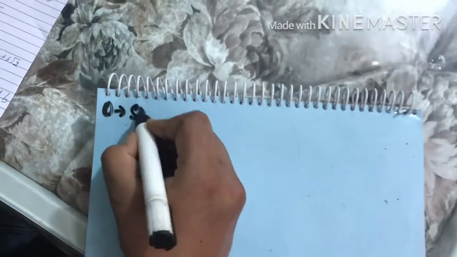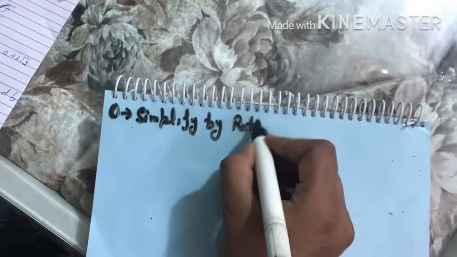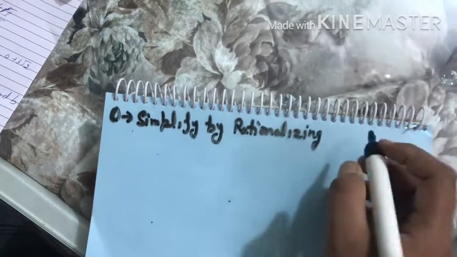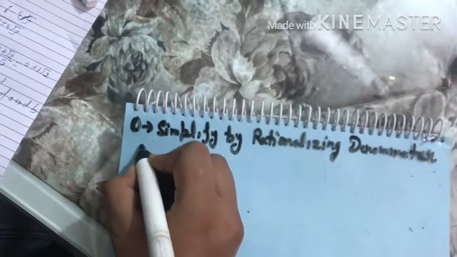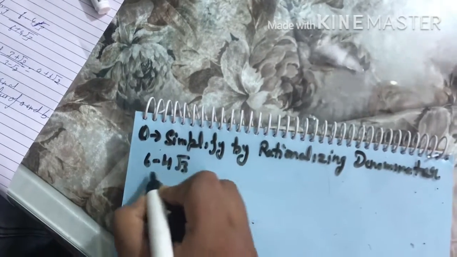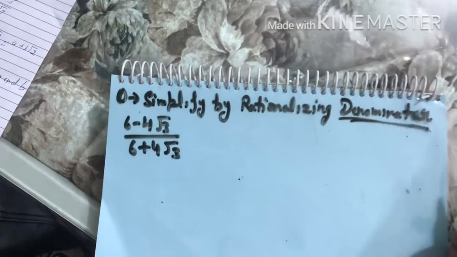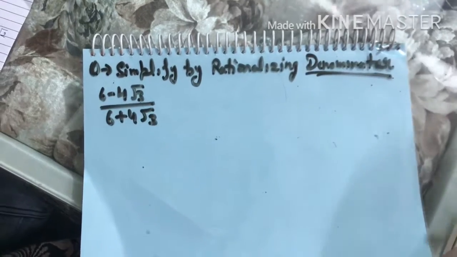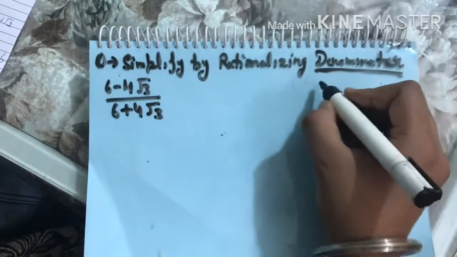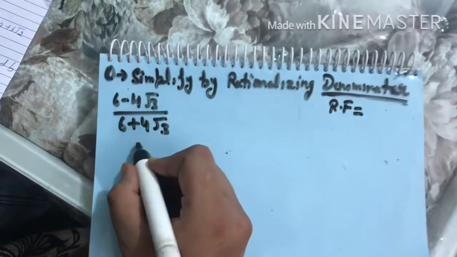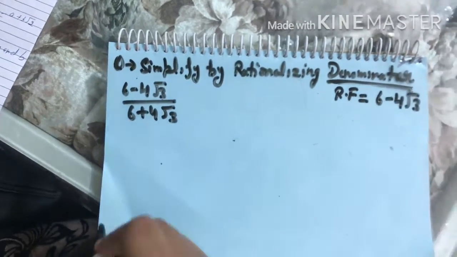What the question says: simplify by rationalizing the denominator. What is the question? The question is (6 minus 4 root 3) upon (6 plus 4 root 3). Why is it written denominator? Because we can rationalize using the numerator also. But here it's simply written that we have to rationalize using the denominator. So we are going to find the rationalizing factor of the denominator, which is 6 plus 4 root 3. So it will become 6 minus 4 root 3.